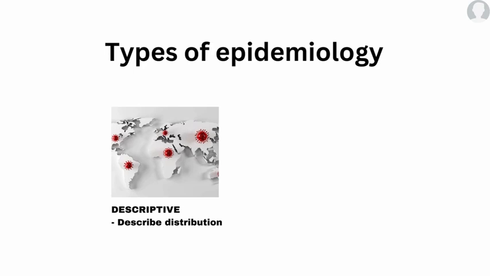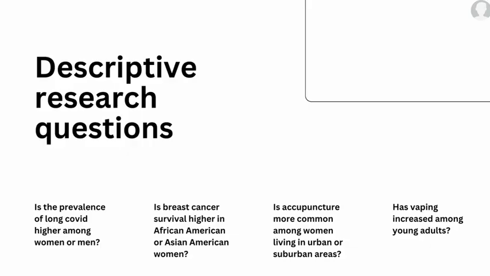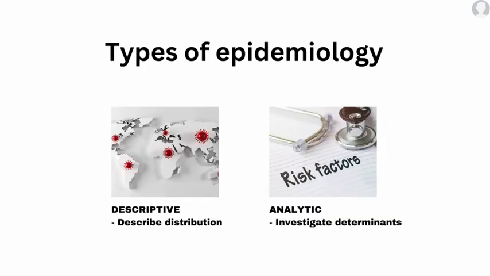The first is descriptive epidemiology, which describes the distribution of health issues by person, place, and time. Here are some examples of descriptive research questions. In each question, there's just one health issue, and the question is about how this health issue is distributed by person, place, and time.